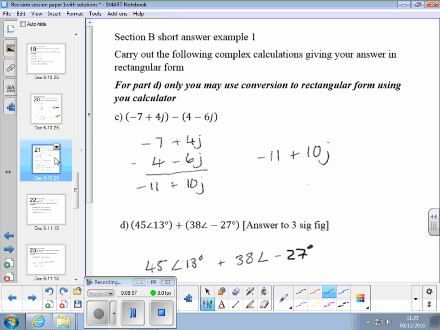Part C, subtract 4 minus 6j from minus 7 plus 4j. Minus 7 minus 4 is minus 11. And plus 4 minus minus 6 is plus 10. Minus 11 plus 10j, 2 marks.